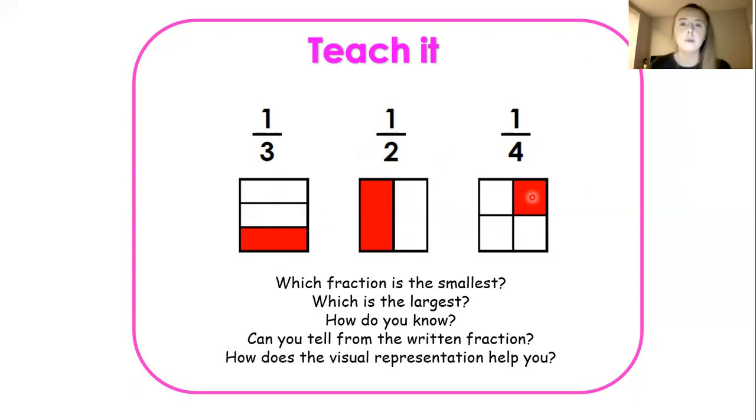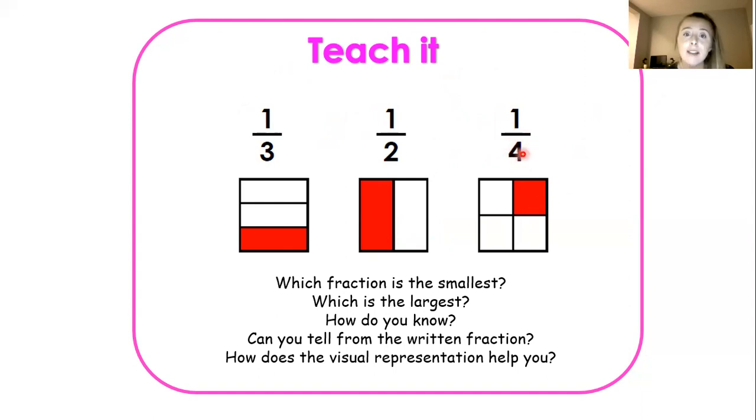How can you tell from looking at the written fractions that a quarter is the smallest and half is the biggest? So hopefully you can spot that 4 is the biggest number, isn't it? 2, 3 and 4. 4 we know is larger than 2 and 3.